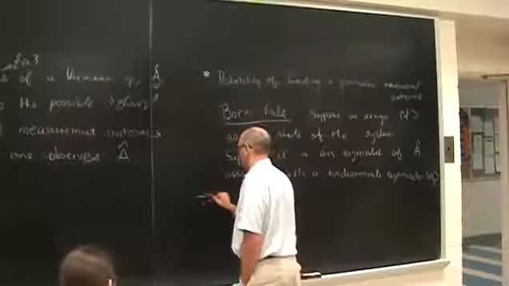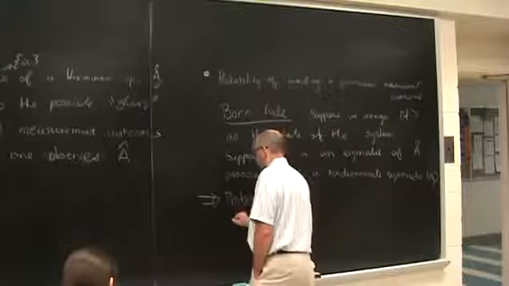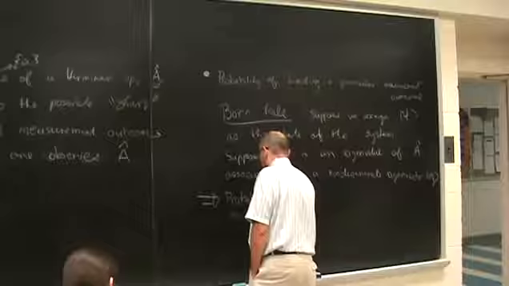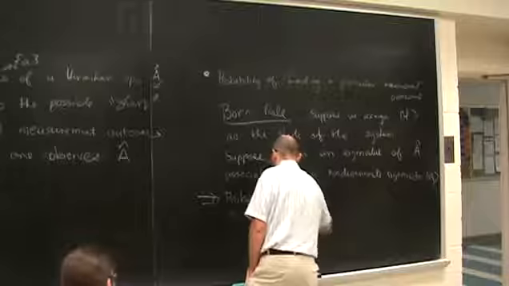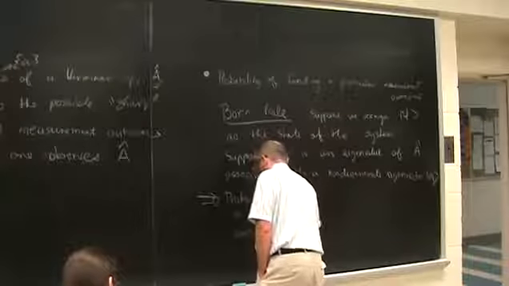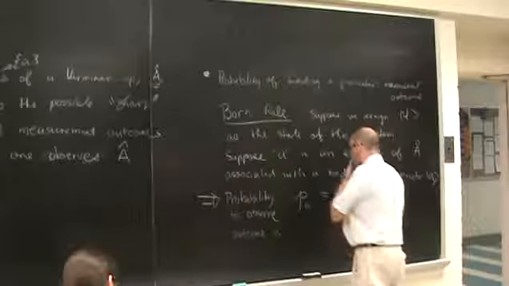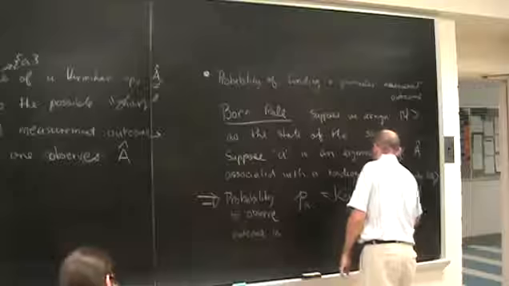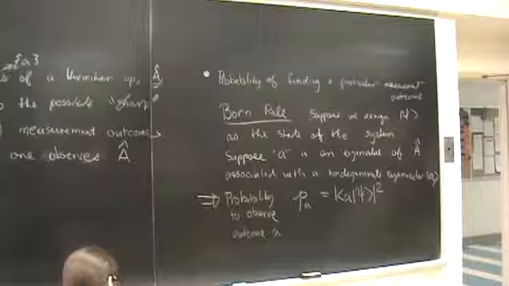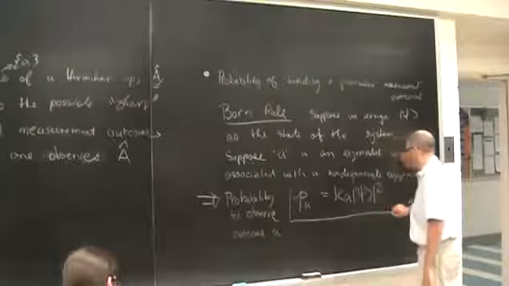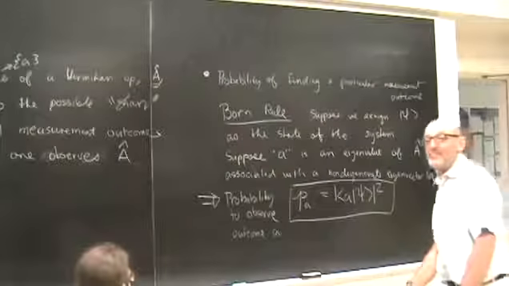Then the probability to observe outcome A, I'll call that little piece of A, is equal to this complex amplitude squared. That's the Born rule. Where the Born rule comes from remains a mystery.